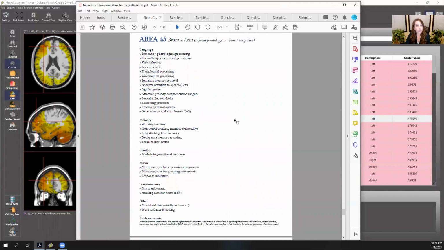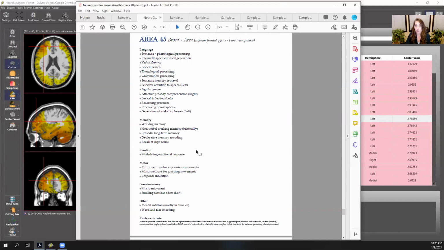When I go over the review of your assessment, I'm going to give you a basic overview of what that brain region is associated with and how that might relate to your symptoms. However, this is a document you'll definitely want to look back at and see all of the different areas where that brain region might be impacting your functioning.